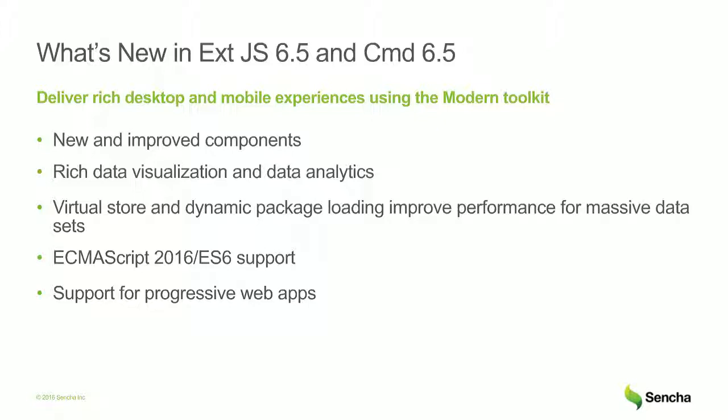You didn't have all the same capabilities, so it could be very difficult to create the exact same app that you had on the desktop using the modern toolkit. And in 6.5, what we were really trying to do was reduce that gap between the two toolkits. And so what we're announcing in Ext JS 6.5 really focuses on a lot of new and improved components, specifically for the modern toolkit, but some improvements on the classic side as well. And really trying to get the rich data visualization and data analytics that we had available on the classic toolkit and make that available through the modern toolkit.